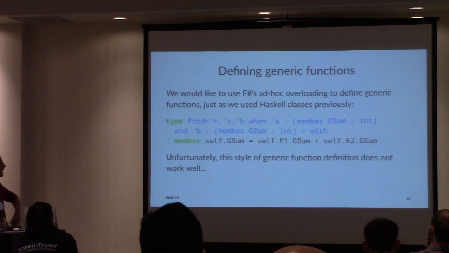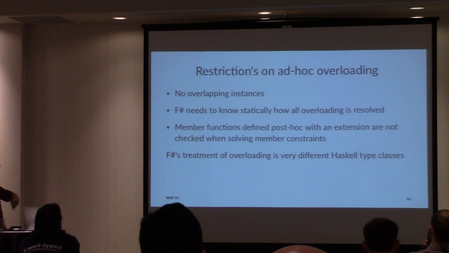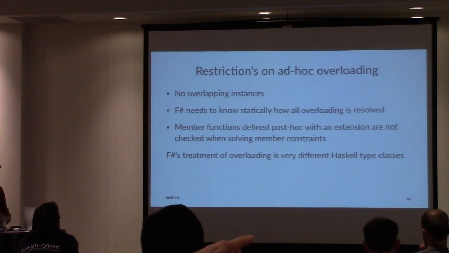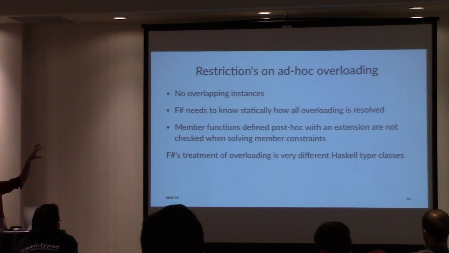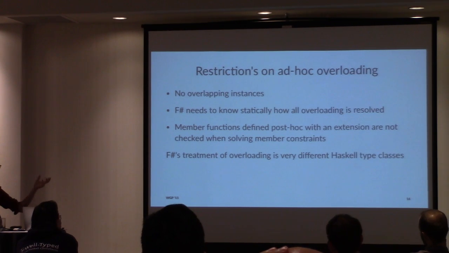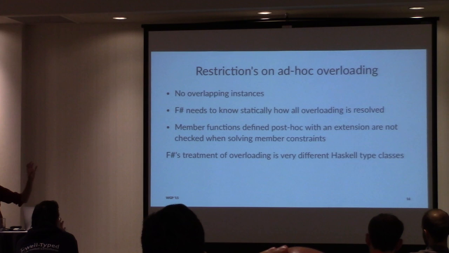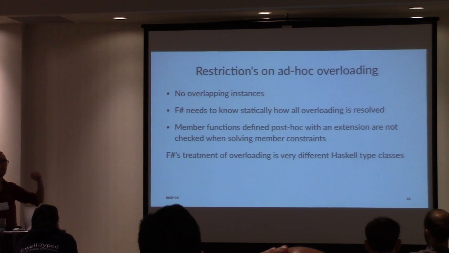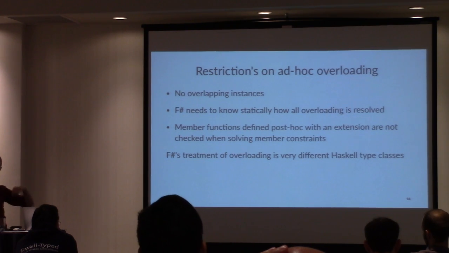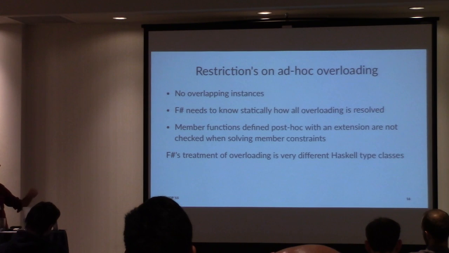So this style of generic definition doesn't work so well in F#, and it has to do with the treatment of overloading. There are a few limitations to the ad hoc overloading, or the ad hoc polymorphism mechanism, in F#. First of all, you can't have overlapping instances. This is something you typically use quite a lot in some of the generic libraries, where you give some universal definition, but by the way, here's one specific instance which will actually trigger some interesting computation. You can't do that.